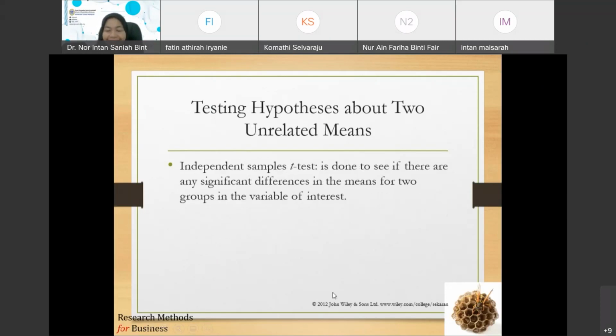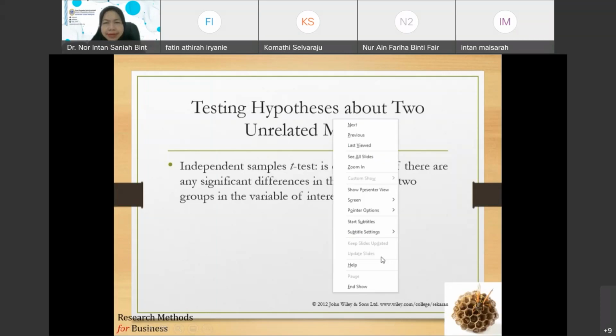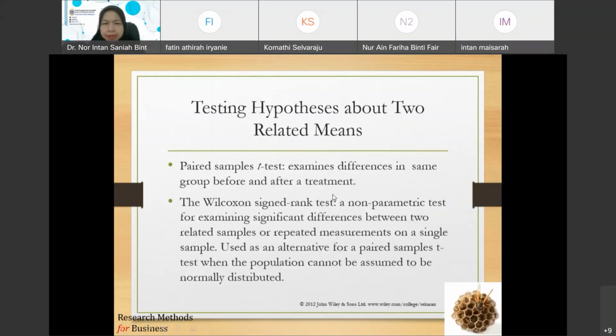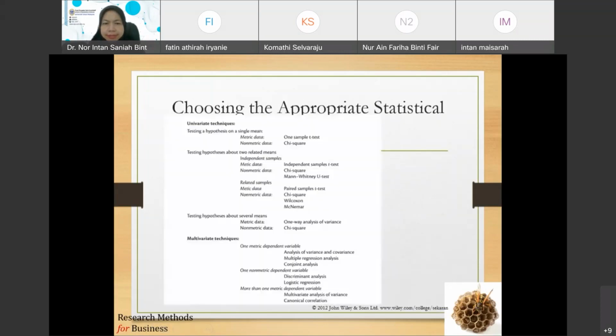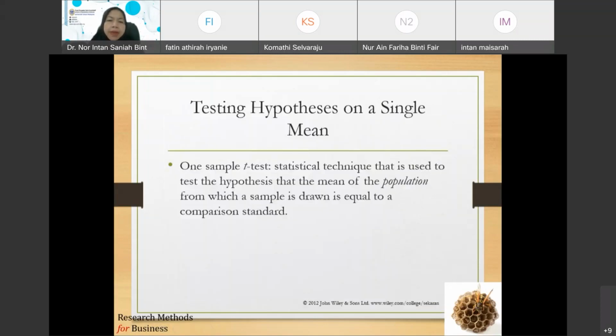Apa tu tak boleh? Dah lah. Dah habis. Sudah. Macam banyak tadi. Okay. Tadi kat mana kita?